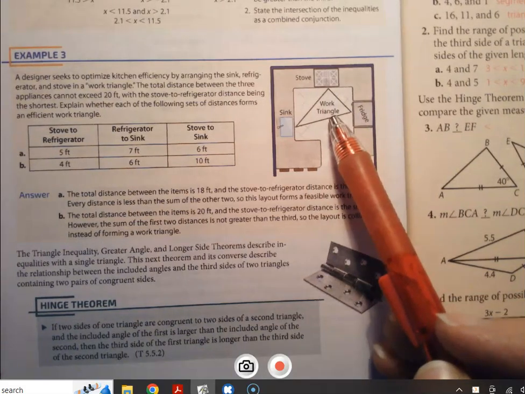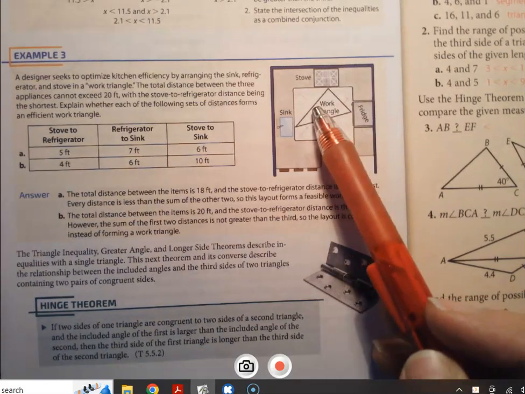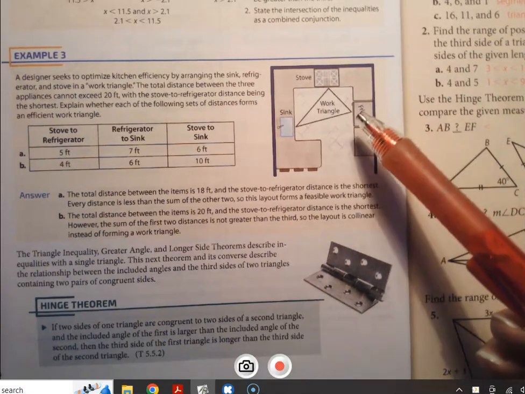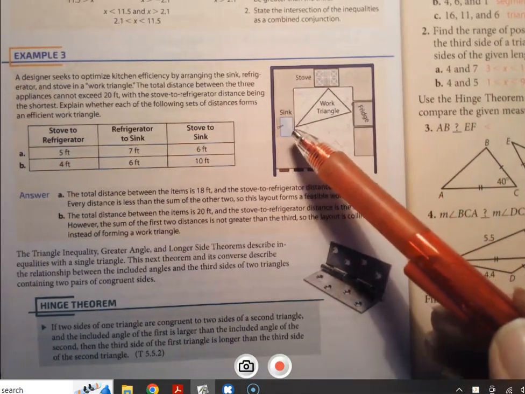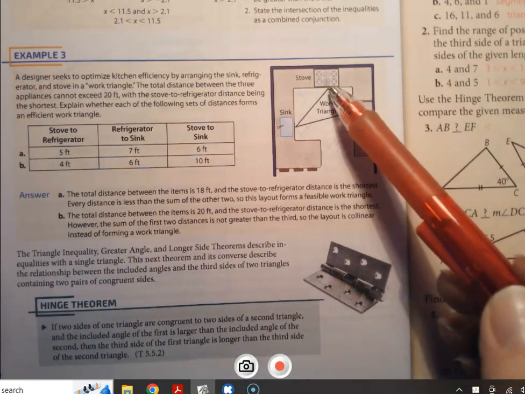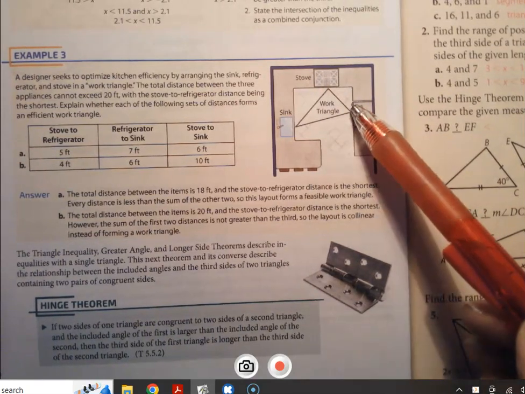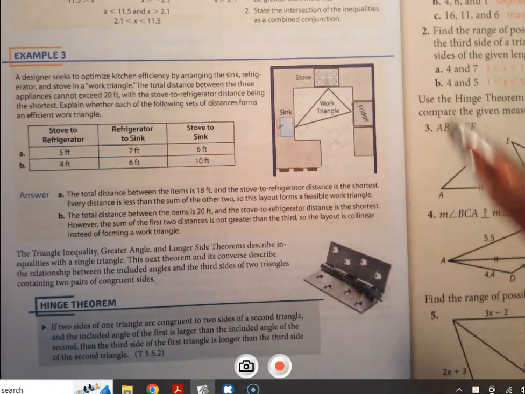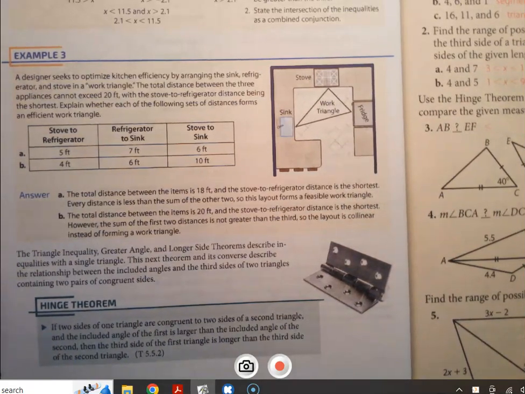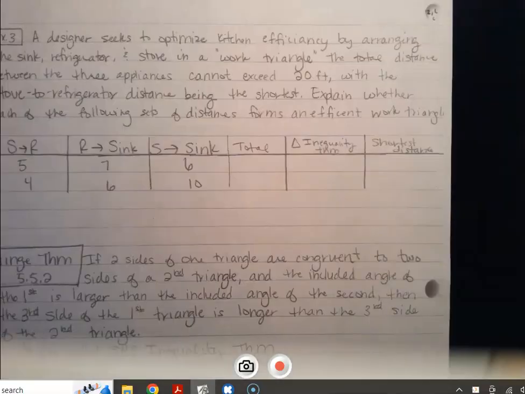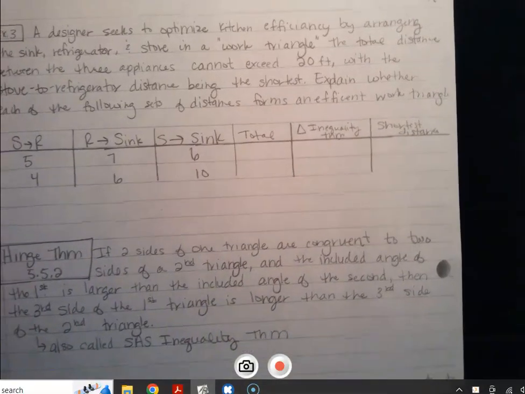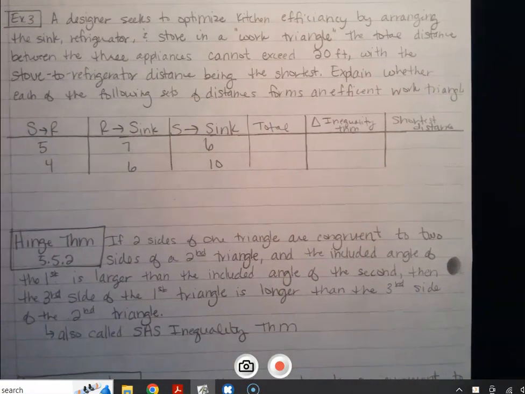Okay, so the total distance for the three cannot exceed 20 feet. And then the stove to refrigerator distance being the shortest is the ideal. Okay, so will these work? Will they be an efficient work triangle? All right, so what's the total distance for the first one maybe? That would help us break it down. What's the total distance for the first one?